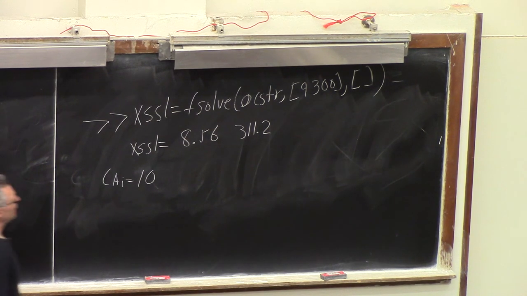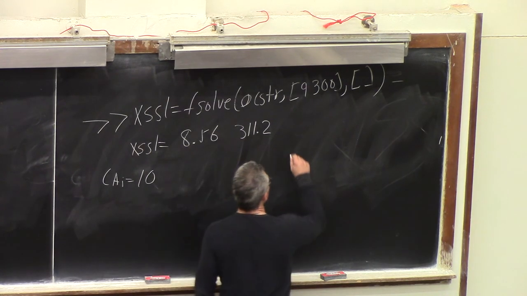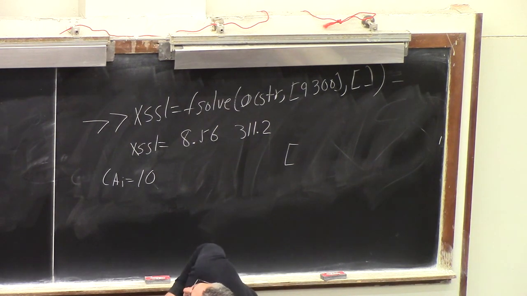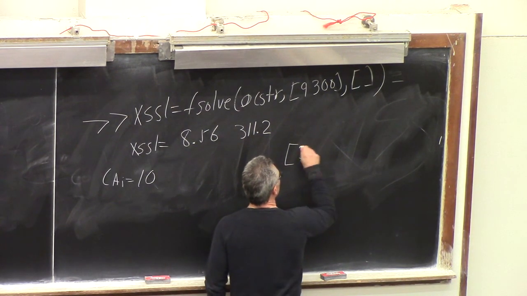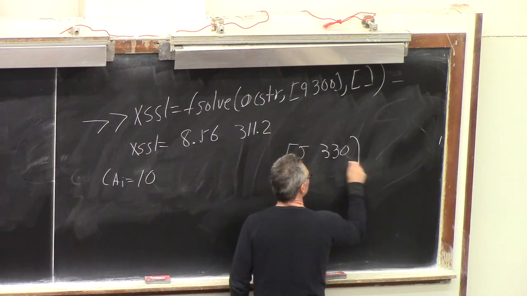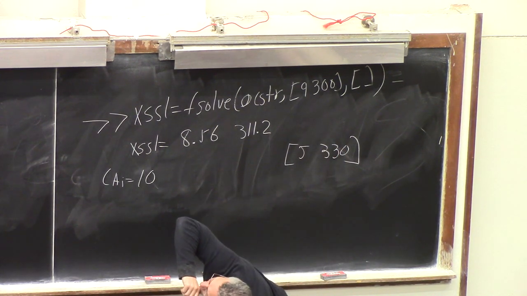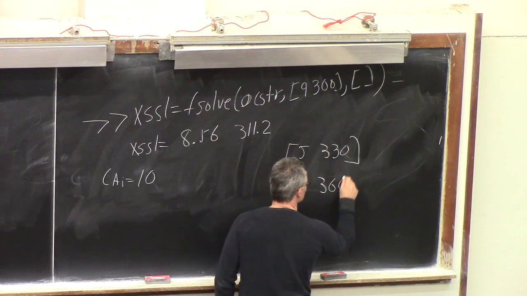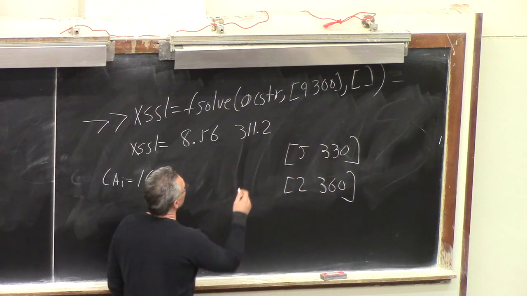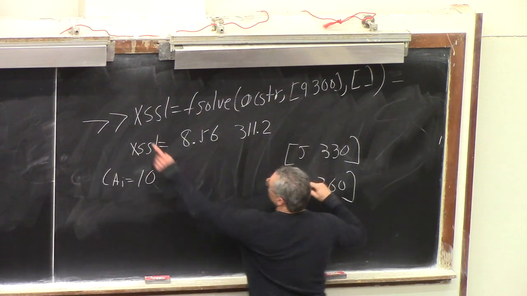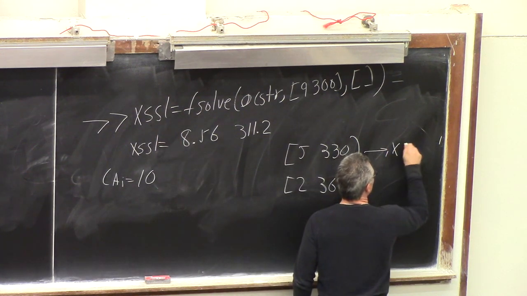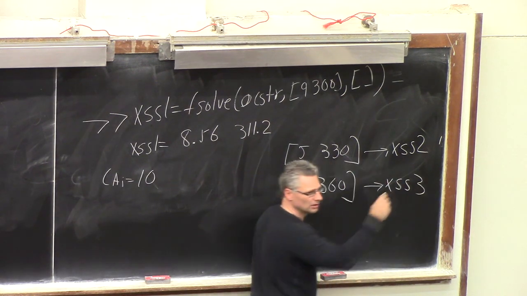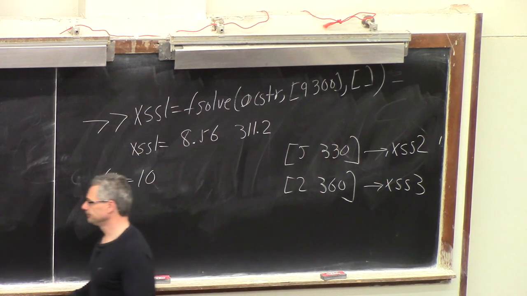And then you'll see I had two other guesses because I know this problem has three steady states because it's a classic problem. What's my next guess? 5 and 330? I tried this guess and got another steady state. That's intermediate conversion temperature. And then finally, I guessed this. And I called this SS2, and I called the steady state I got from that SS3, just so I could store them all. Otherwise, you'll override them every time you run.